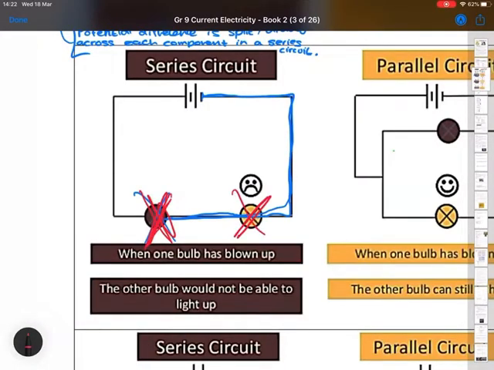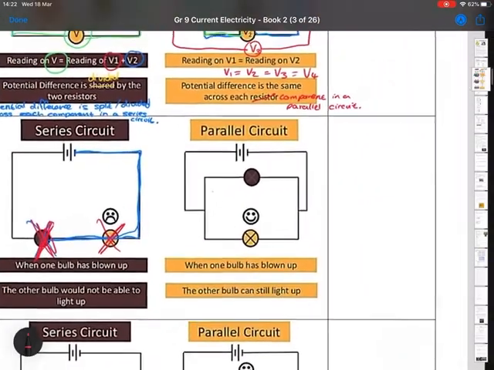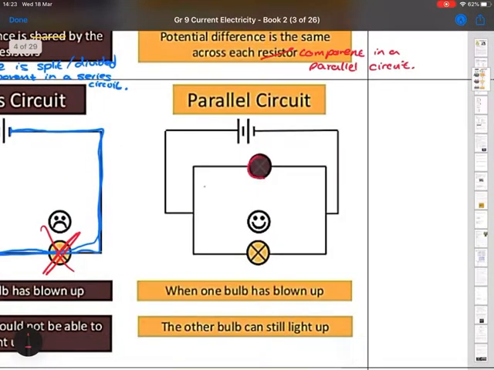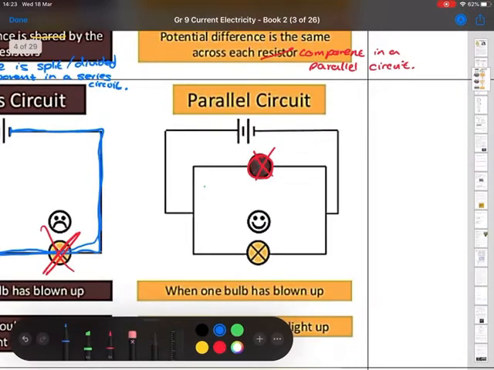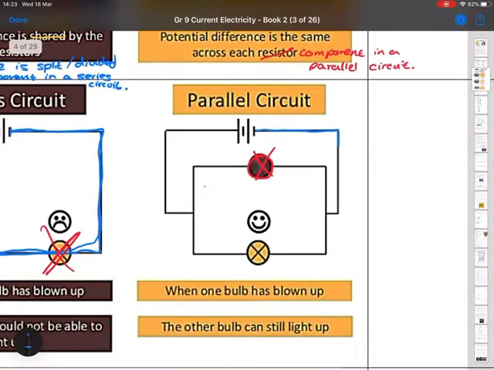If that bulb is blown, neither bulb will work. However, in a parallel circuit, let's say that this bulb on the top here blows. Is there still a path for current to go from the negative terminal of the cell through another light bulb and back to the positive terminal of the cell? Yes, there is. So what we're saying is that this bulb is happy, it's on.